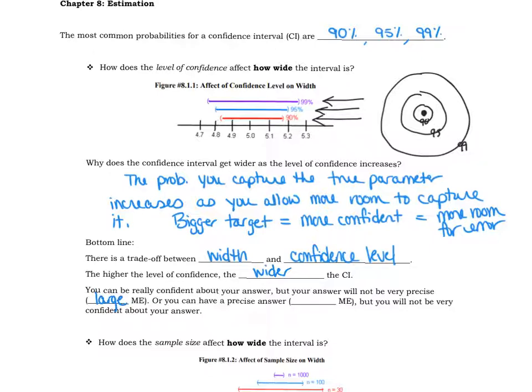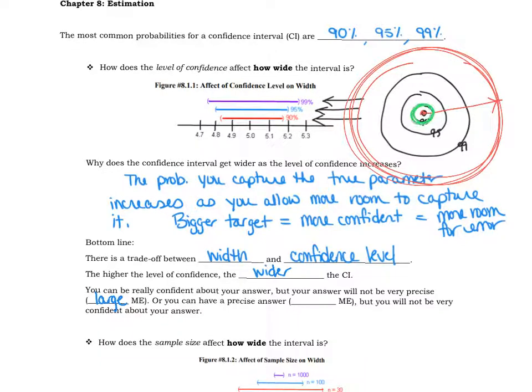If this is your target here in the middle, and you want to be confident you hit it, you're way out here, that's a pretty big margin of error. You could be way far away. Or you can have a really precise answer, which would be a low or small margin of error, but you're not going to necessarily be very confident that you can hit that little itty bitty target. So there again is a trade-off.